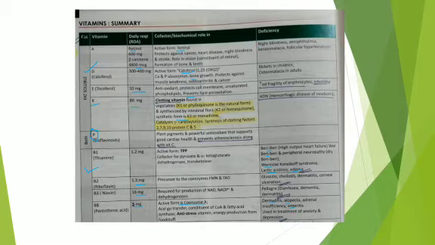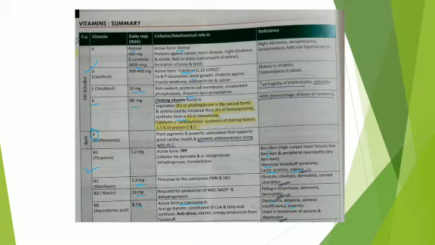Vitamin E, which is again a fat soluble vitamin, tocopherol is the name. Its daily requirement is 10 milligrams. Has antioxidant properties. It protects the cell membrane, unsaturated phospholipids, and it prevents lipid peroxidations. Its deficiency leads to increased fragility of erythrocytes and it leads to infertility.